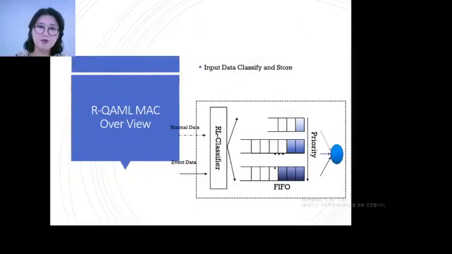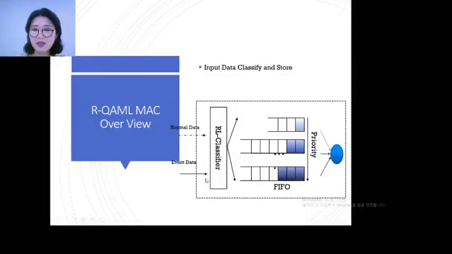R-QAML MAC overview. The figure shows the R-QAML MAC protocol operation. The input data is stored in the priority queue according to the calculated value of Q. On the previous page I showed that R-QAML MAC classifies the incoming data packet and stores the packet into the priority queue according to the calculated value.